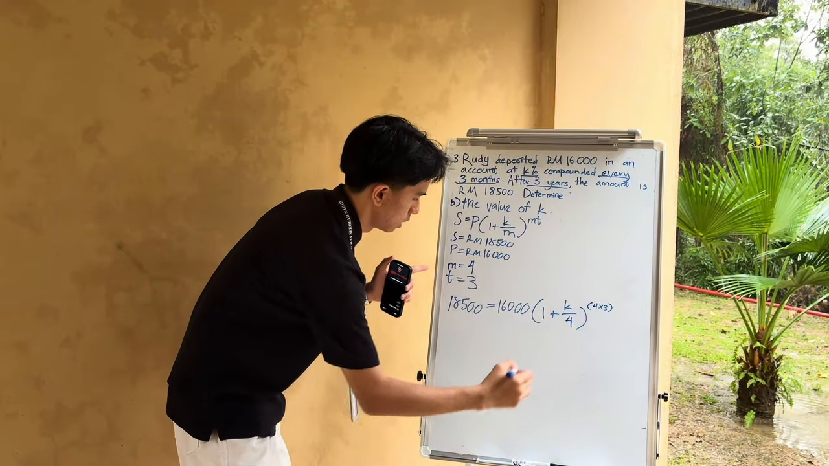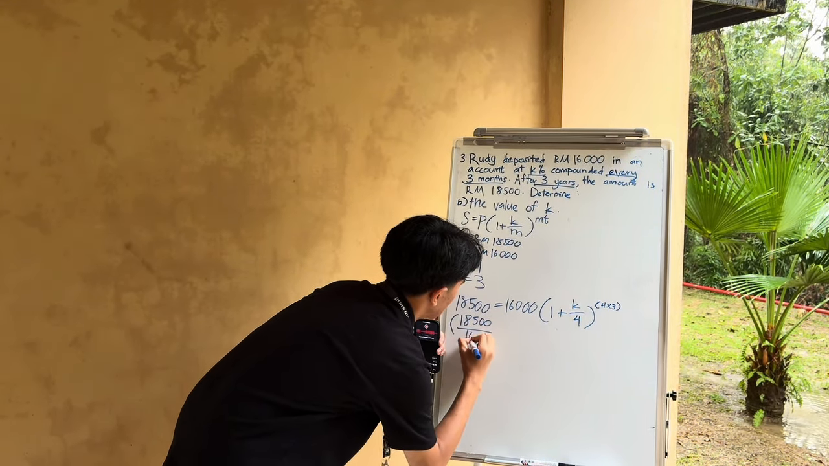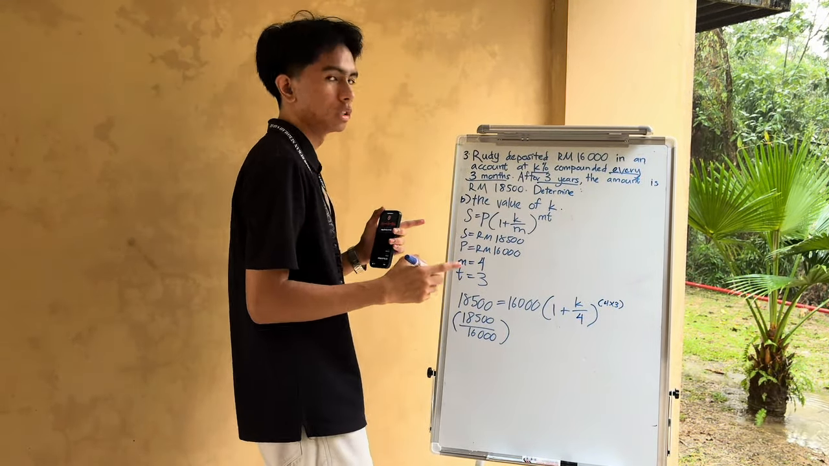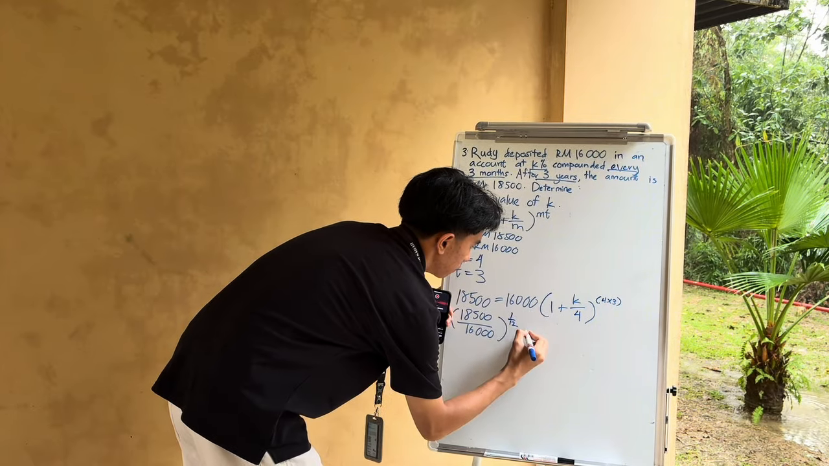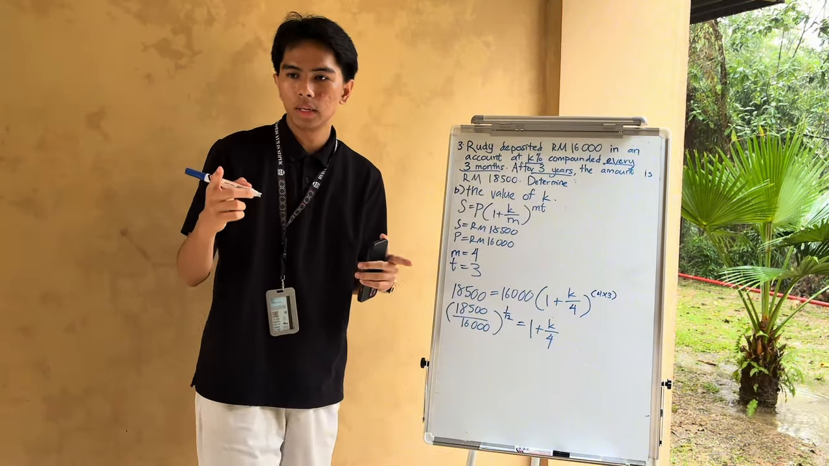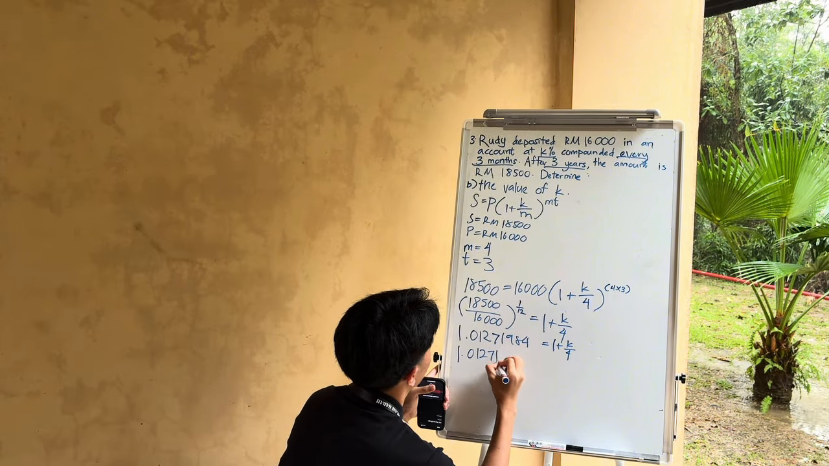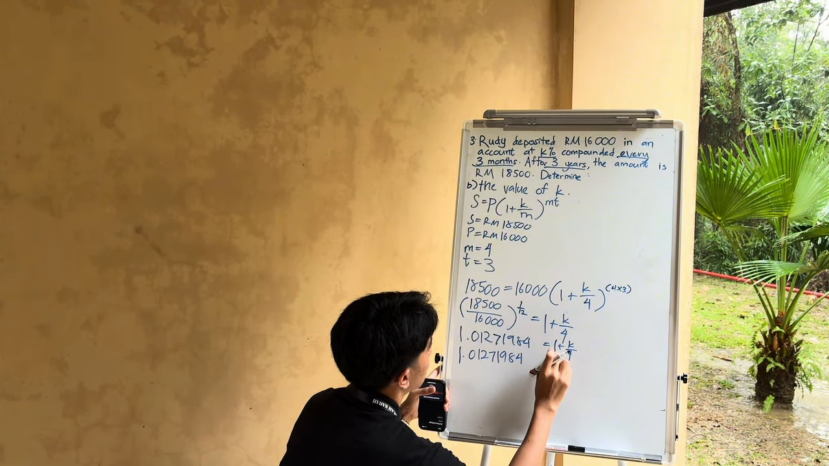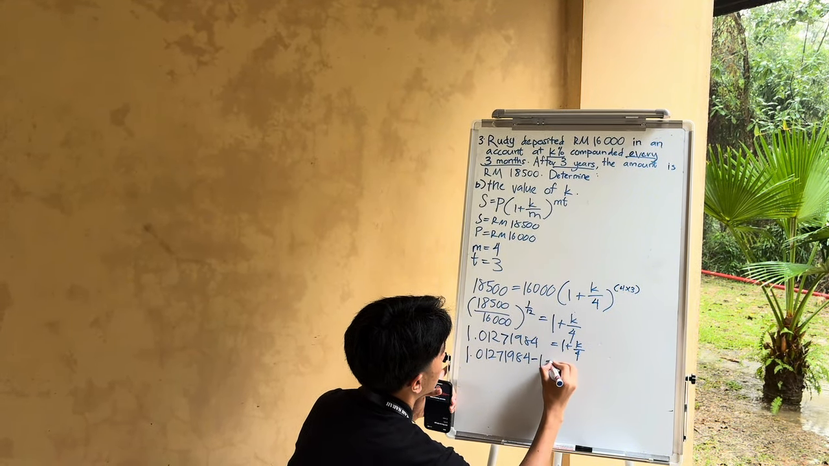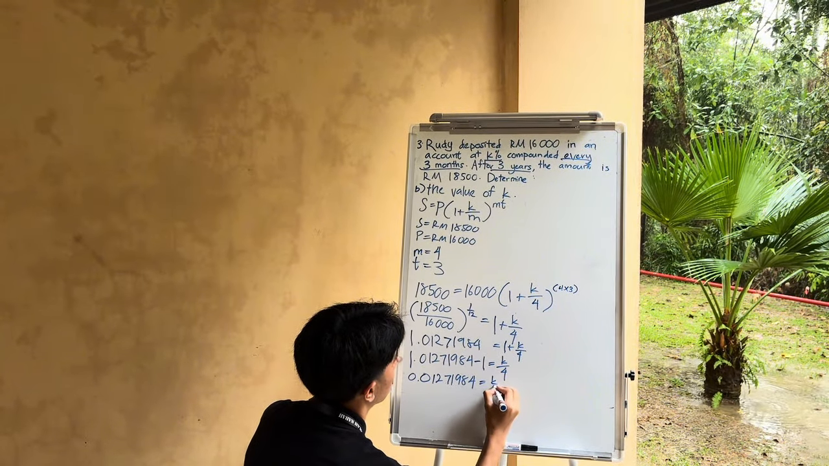So 16,000 will be moved to the other side. So it is 18,500 divided by 16,000. The power we will move here, so 4 times 3 is 12. Here it will be 1 per 12 equals 1 plus k per 4. Let's solve this first. So now it will be 1.01271984. The 1 we will move here. This is positive, so it moves over as negative 1. It will be equal to k per 4.